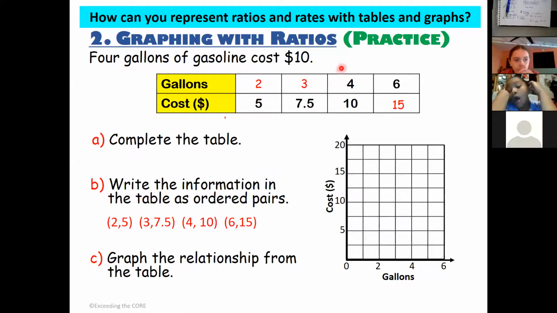So you could have taken this 4/10 right here. Hang on. You could have taken this one right here and set it equal to 6 over blank, and you could have cross multiplied and divided. So it could have been 10 times 6 is 60. 60 divided by 4 would have given you 15. Does that make sense?